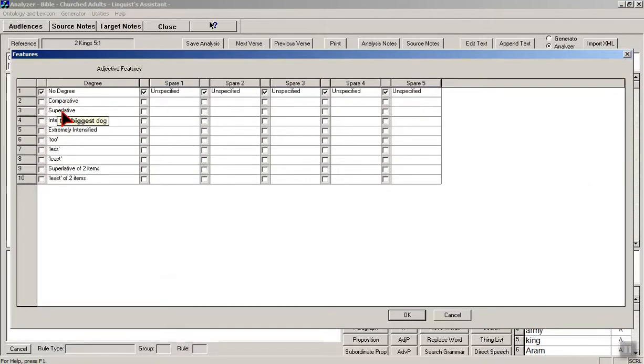Comparative would be more healthy, superlative would be most healthy, intensified would be very healthy, extremely intensified, extremely healthy, too healthy, I don't know how you can be too healthy, less healthy, least healthy, superlative of 2 items, the colder or coldest of 2, and the least of 2 items. So anyway, this is fine, no degree is fine here.